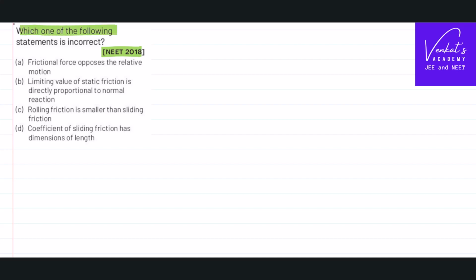Which of the following statements are incorrect? The first statement, frictional force opposes the relative motion. So, statement A says, whenever there is a body, if we apply a force, the body tends to move in the forward direction and frictional force acts in the opposite direction. So frictional force opposes relative motion is a right statement. That's the very definition of friction itself.